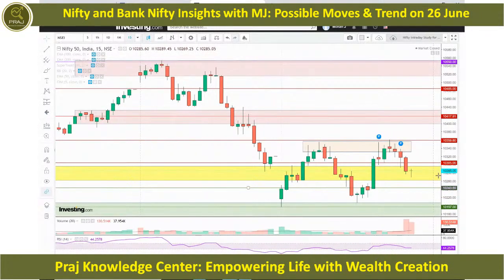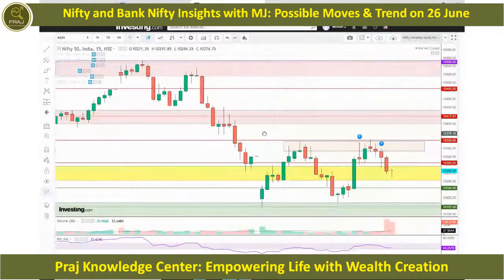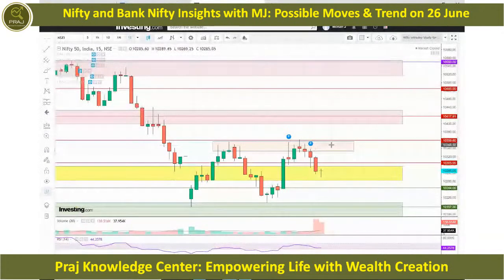Now, what could be your strategy for tomorrow? Let's say Nifty starts with an up movement. This will be the zone where Nifty will get resistance. I can extend this zone slightly to this side, and since price has already moved into this zone 2 times, it has become weak, and Nifty may try to approach 10,417.